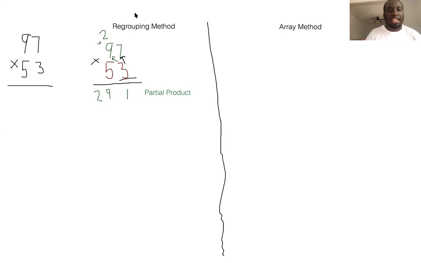And so the next thing now, I'm going to do my second number. So let's start with our tens. Now we're going to start with our tens place. 5 times 7 is 35. Put my 5 down, carry my 3. 5 times 9 is 45, plus 3 is 48.